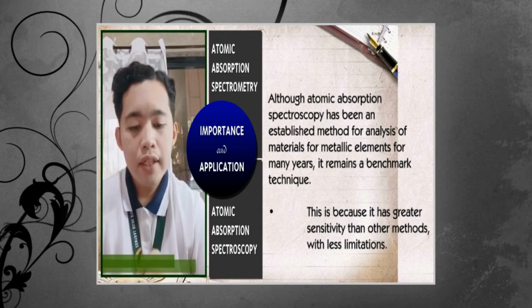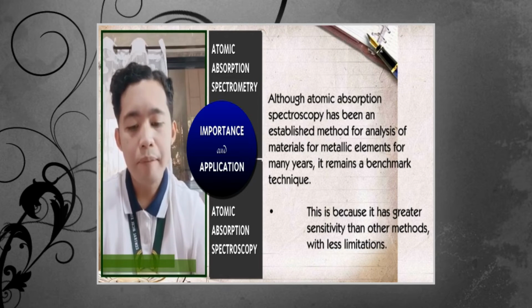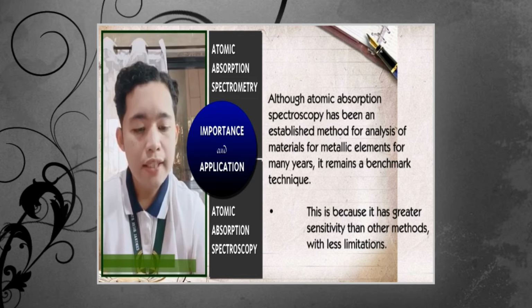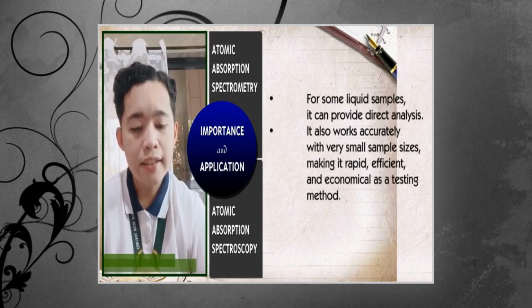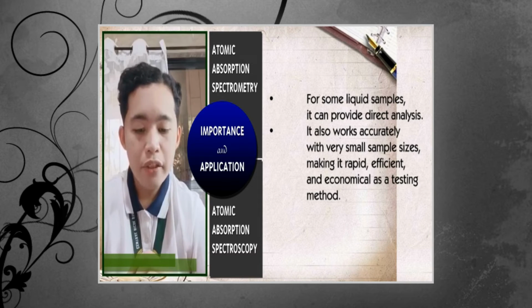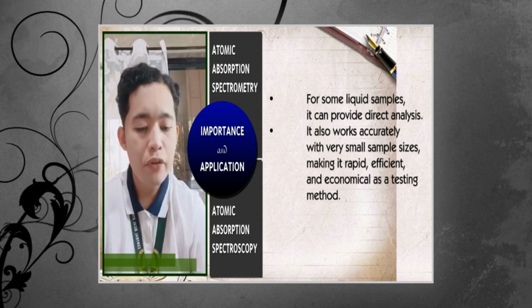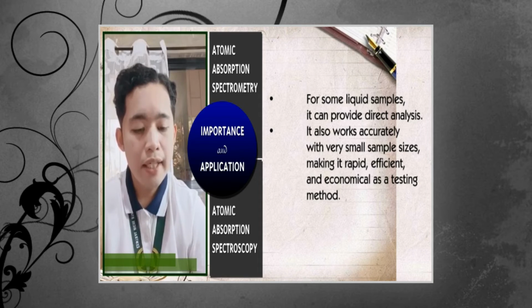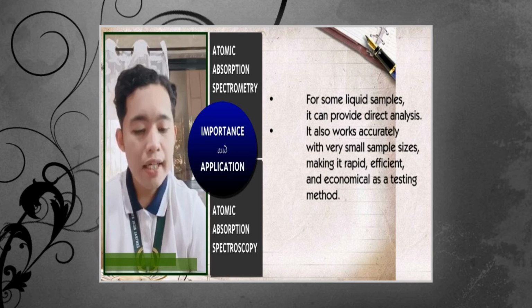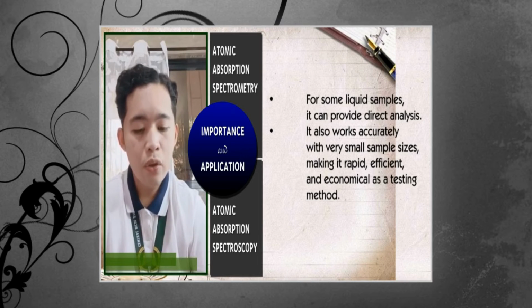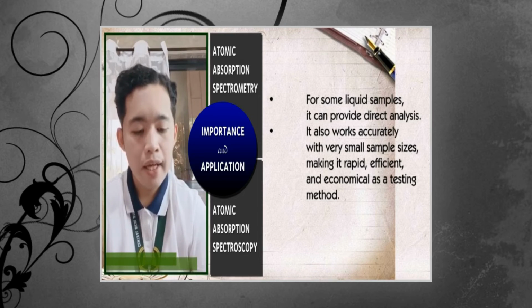First, this is because it has greater sensitivity than other methods, with fewer limitations. Next, for some liquid samples, it can provide direct analysis. Third, it also works accurately with very small sample sizes, making it a rapid, efficient, and economical testing method. In clinical analysis, AAS can test metals in whole blood, plasma, urine, saliva, brain and muscle tissue, the liver, and the hair.